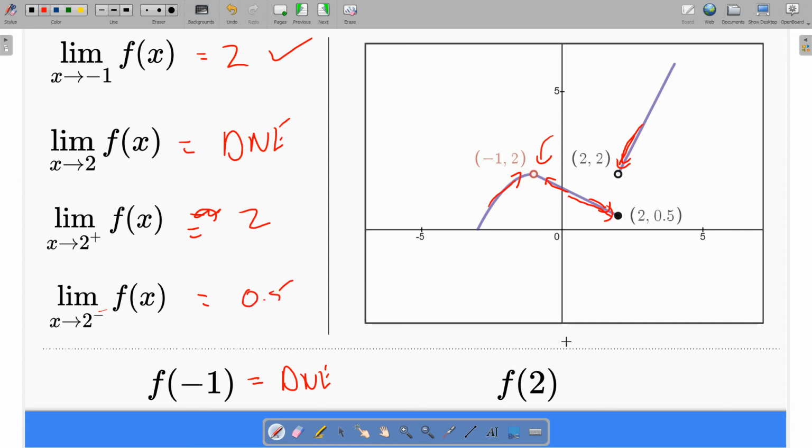And finally, for f of 2, I look to see which of these is the filled-in dot, and the filled-in dot is at 0.5, because this is where it's defined. The open circle just means that the point 2 comma 2 is not part of the function. The endpoint here is included. The endpoint there is not included.